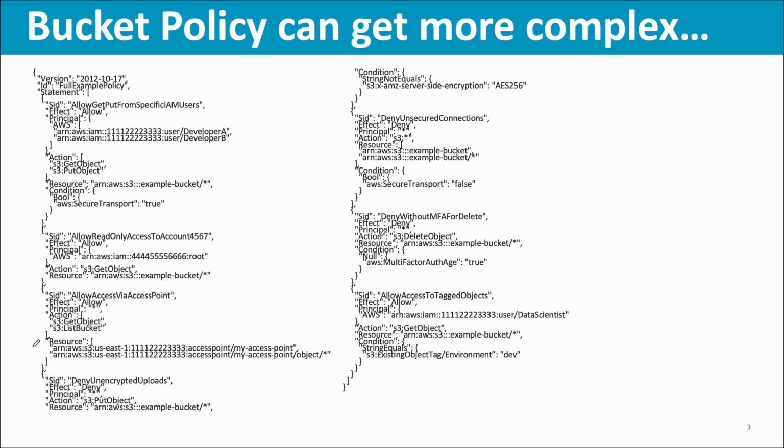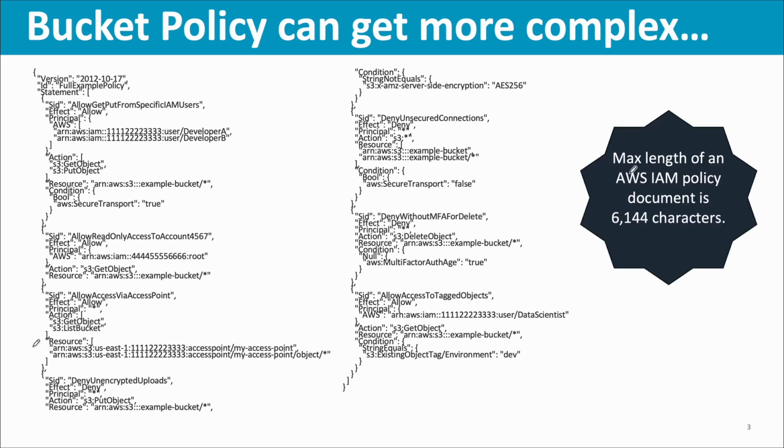So it may look something like this. It actually gives you a feel of how complex the bucket policy can get, right? And there is an issue here. What is the issue? The max length of an AWS IAM policy document is 6144 characters. So when you have dozens of users and hundreds of objects and when you need specific permission levels for each of these users, then your policy document is going to get lengthier, and beyond a certain point, AWS is not going to allow you to add more statements to your policy.